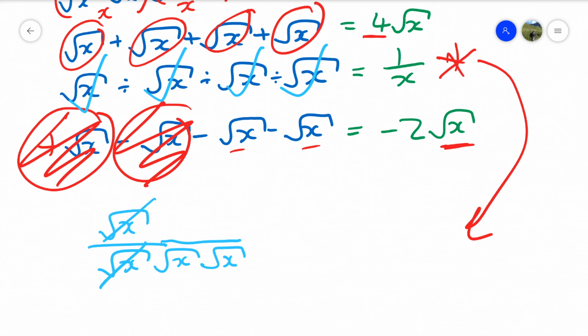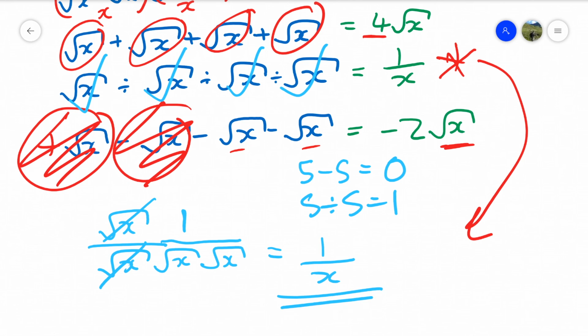What happens when you cancel in a fraction? Well, 5 minus 5 is 0. 5 divided by 5 is 1. So when you're cancelling in divide, you have to make sure you leave a 1 behind. What's the square root of x times the square root of x? It's x. So it's 1 over x.